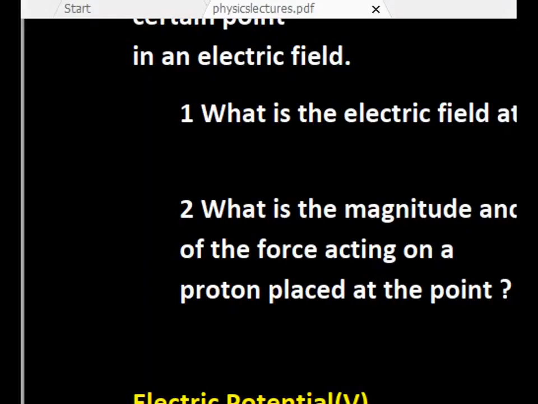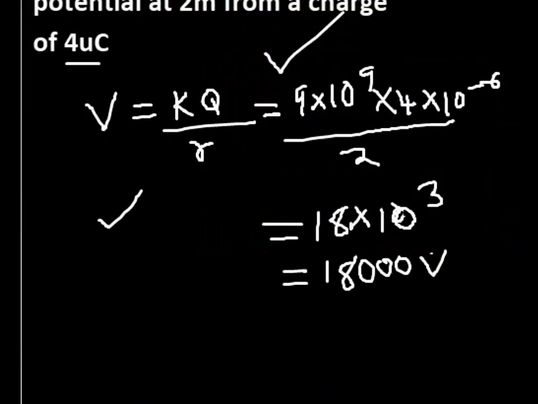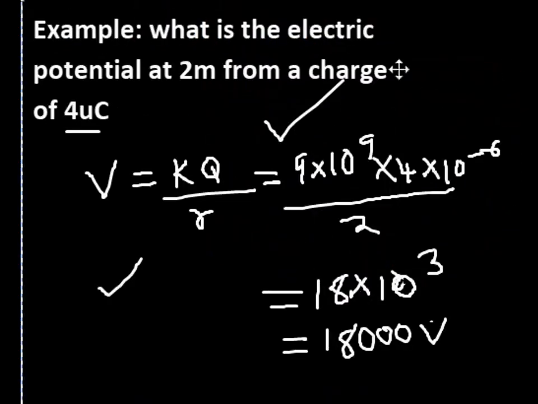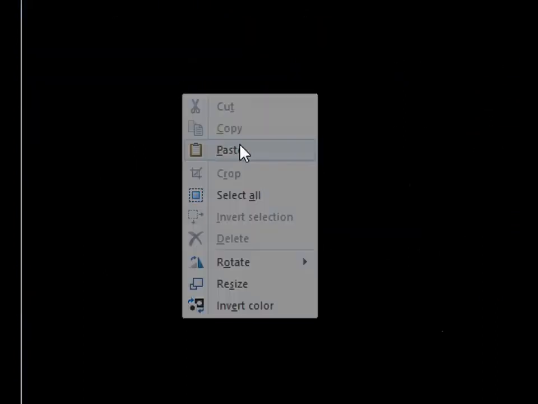Now we are going to look at a situation where you have a system of charges: electric potential due to a system of charges. A system of charges is not just one charge, but many charges. Remember, when we defined electric potential, we were looking at the electric potential due to just one charge, moving a single unit charge to a point. But what if we are looking at the electric potential due to a system of charges?